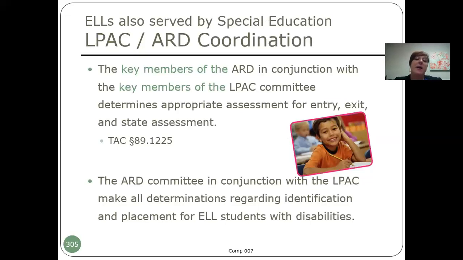The ARD and the LPAC need to work together to determine the appropriate assessments for entry, for exit, and for state assessment. If a student is duly identified as an ELL and a special education student, again, that ARD and LPAC are going to work together on how we are going to appropriately assess their entry in the programs, the exit of the programs, and then also their participation in STAAR. It's important we work together, okay? So anything related to those things, the ARD and LPAC work together.